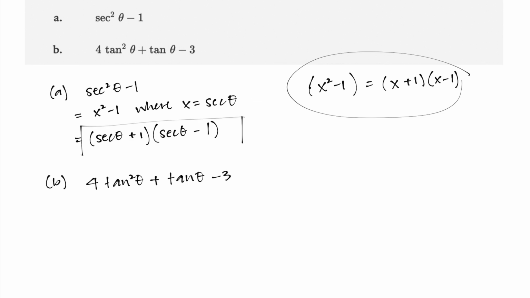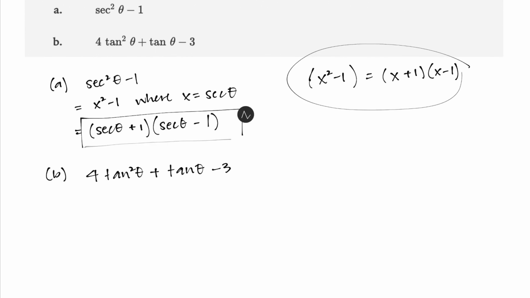Oh, the box disappeared. Okay, let's bring that back. All right, so in this next part, for part B, we have 4 times tangent squared theta plus tangent theta minus 3. And again, this is really similar to the polynomial expressions that would follow this format, ax squared plus bx plus c, which you would then have to factor to get some product of binomials to figure out what that final answer is going to be here.